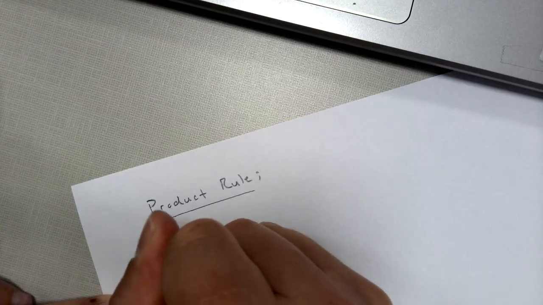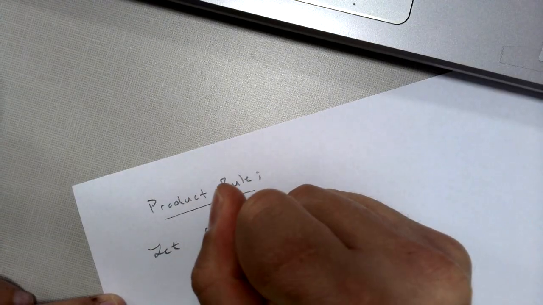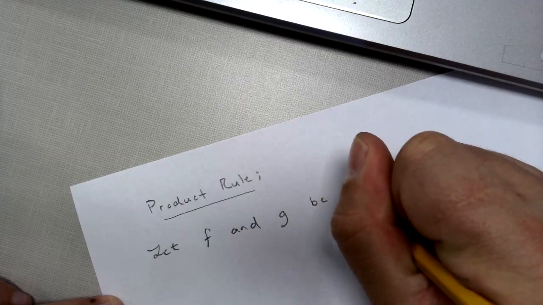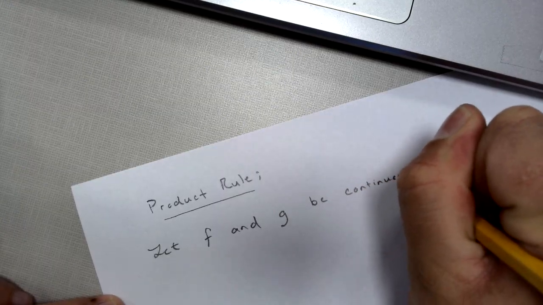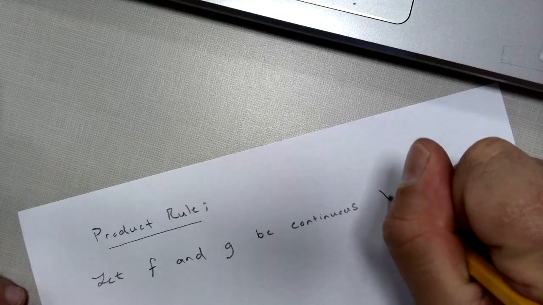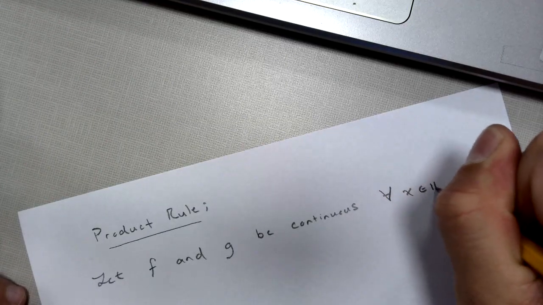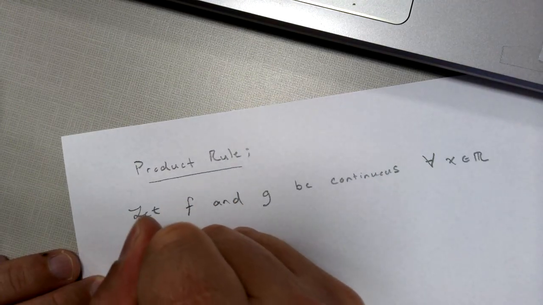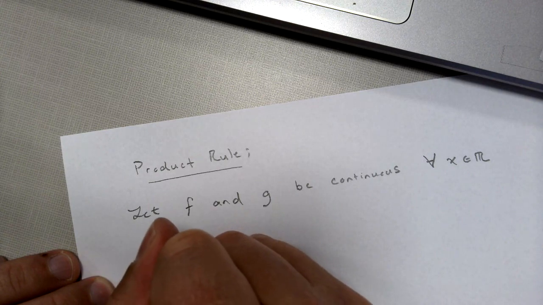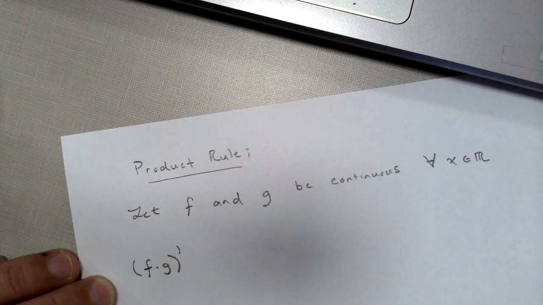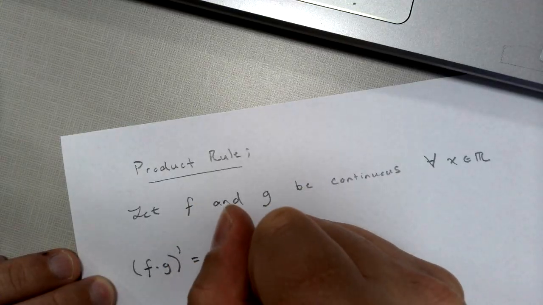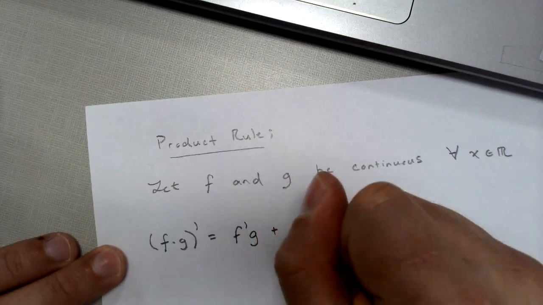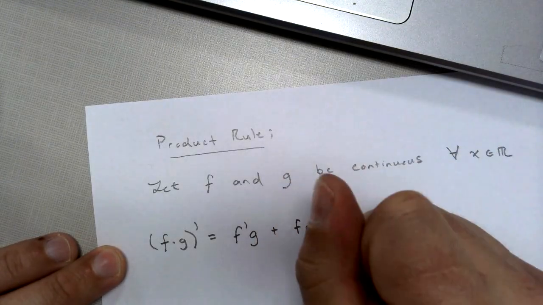So let f and g be continuous functions for all values of x. This just means for every value of x in the real numbers. So a function f multiplied by g, prime, is equal to the derivative of the first function times the second function plus the first function times the derivative of the second.